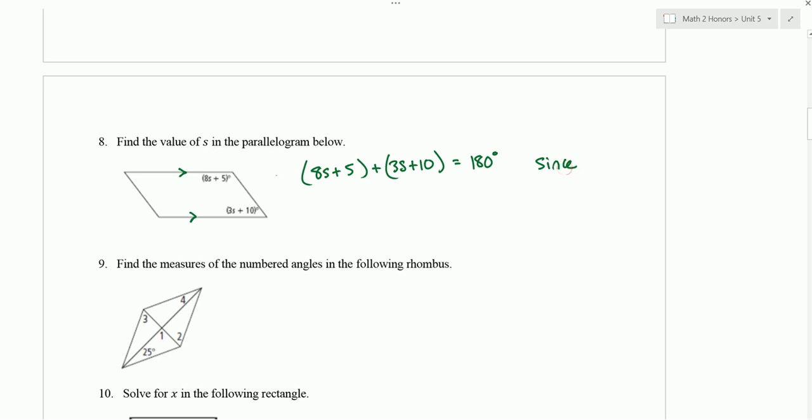Since adjacent angles are supplementary in parallelograms.